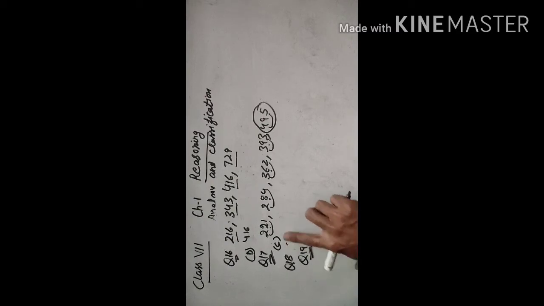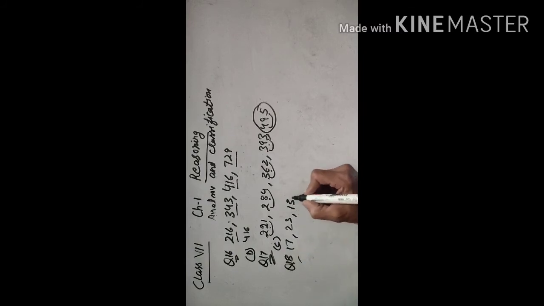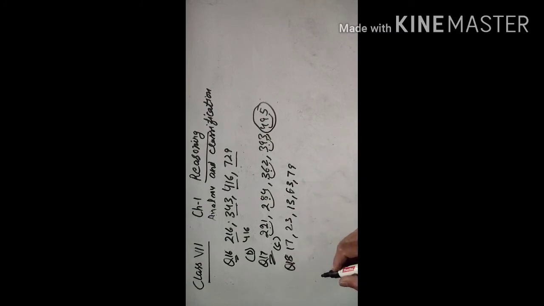The next one is 17, 23, 13, 63, 79. So in this question, this is a prime number, this is a prime number, this is a prime number, this is not a prime number, this is prime. 63 is the odd one. 63 is D. In this one, D is the option.